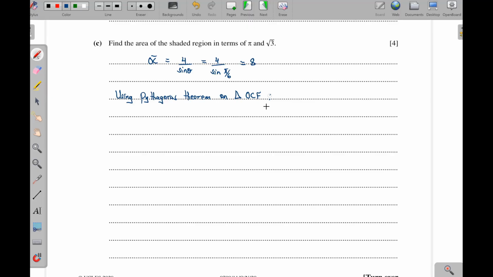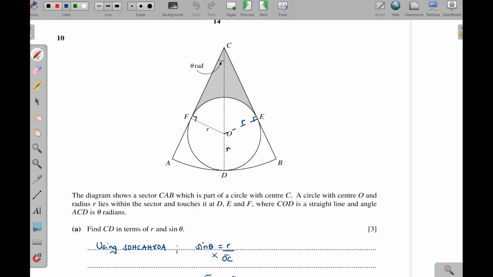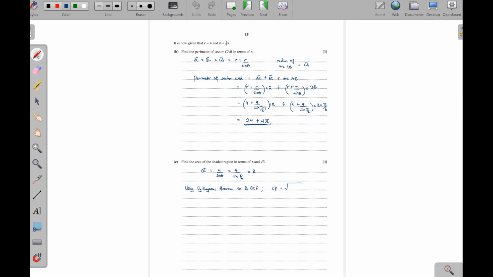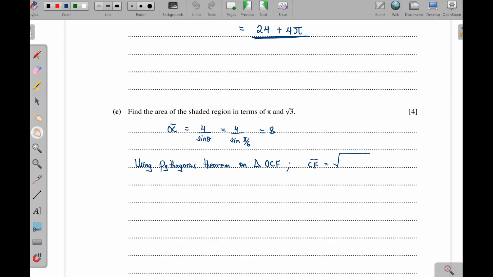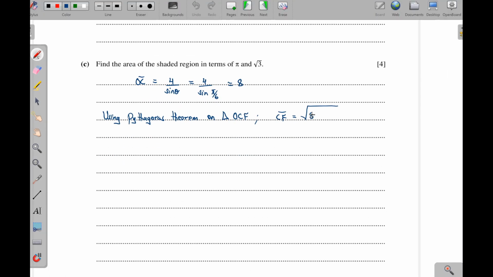We shall have CF, which is equal to what? You can see that this is a 4, and then this one is 8. So I would say 8 squared, then minus this 4 squared under the square root. 8 squared minus 4 squared. This is 64 minus 16, that is 48. So we shall have root of 48.